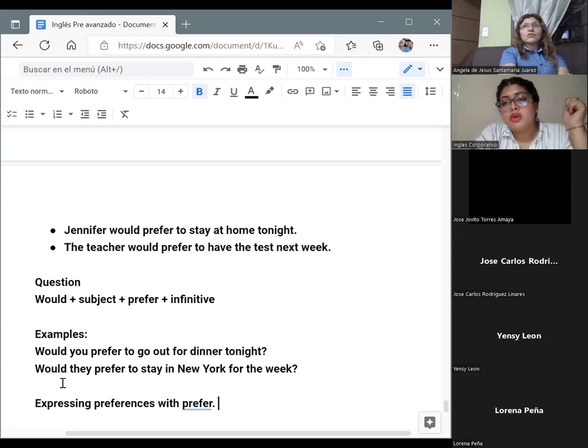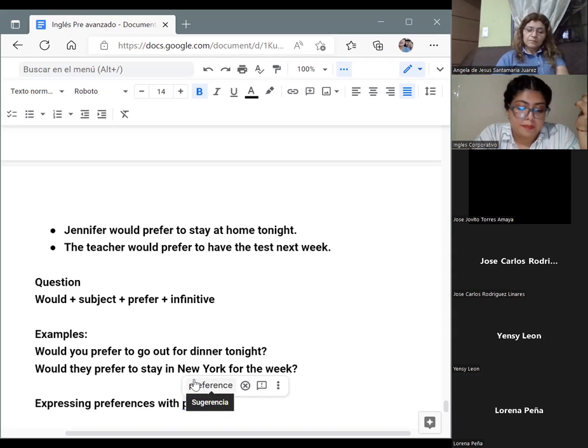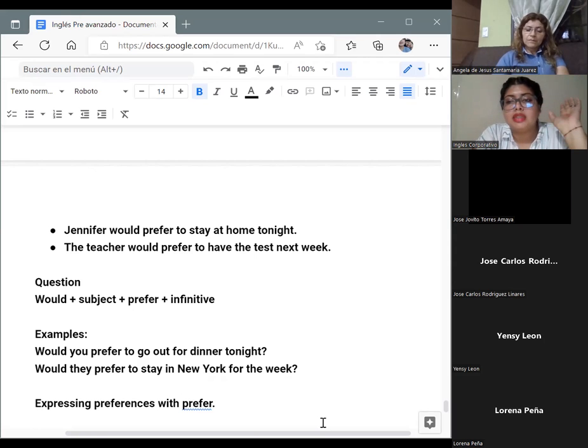In this case, we are not going to use will. We are going to use the simple present structure, but we are going to add prefer to talk about preferences. So in this case, we're not going to use the structure of would prefer. We're going to use the simple present plus prefer.